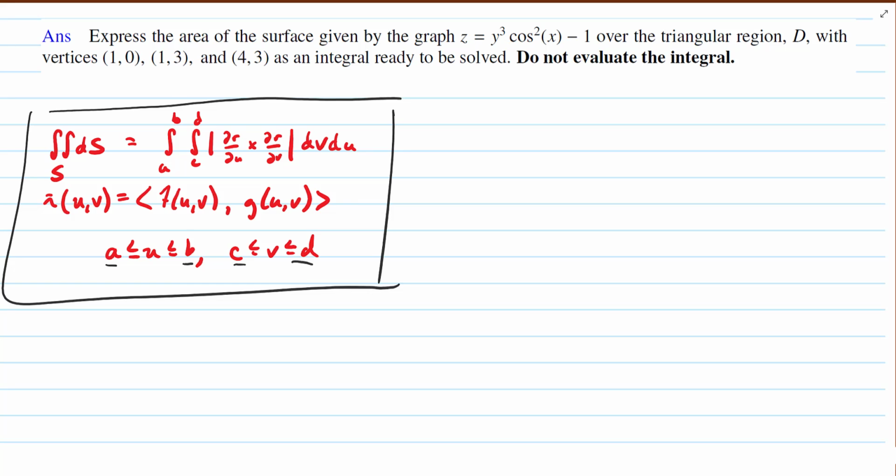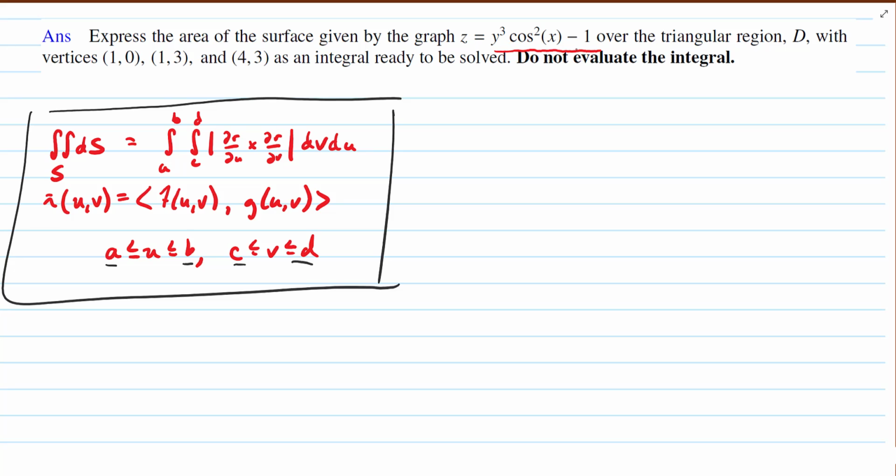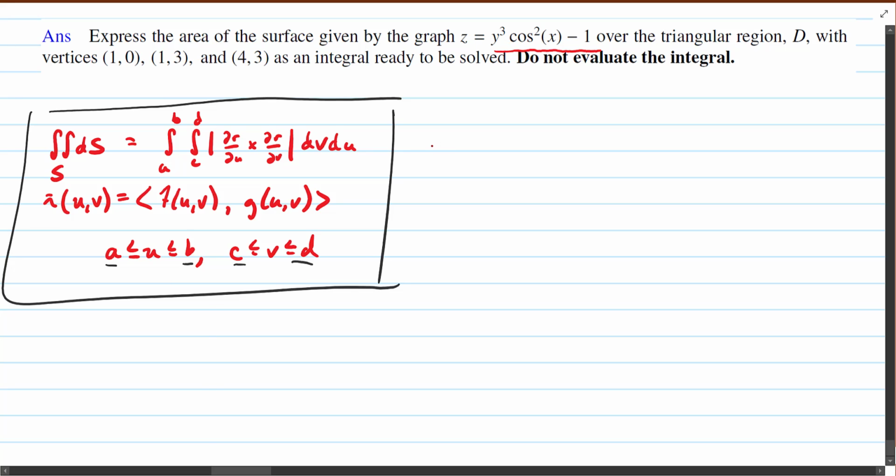So in order to tackle this, we need to have a parameterization of our surface. Unfortunately, I'm looking at our surface here, y cubed cosine squared x minus 1, and I can't think of any nice coordinate system to put this into. There may be one, but I'm not sure what the graph of this looks like, and I'm not sure how I can utilize the symmetries in the graph of this surface to try to simplify the integral. So I'm going to do a very standard parameterization then.